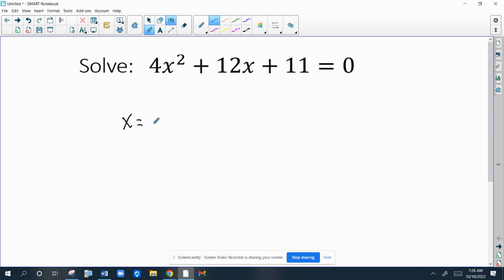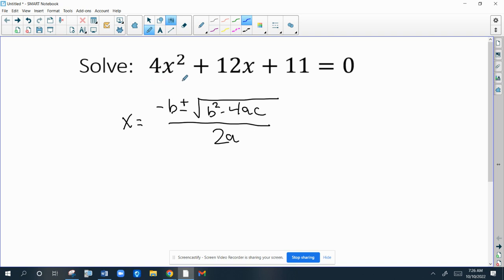So x equals negative b plus or minus the square root of b squared minus 4ac all over 2a. A is 4, b is positive 12, c is positive 11, and here we go.